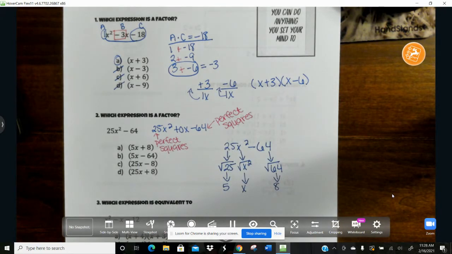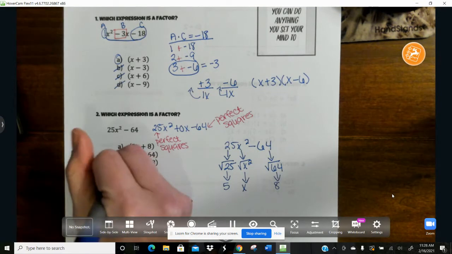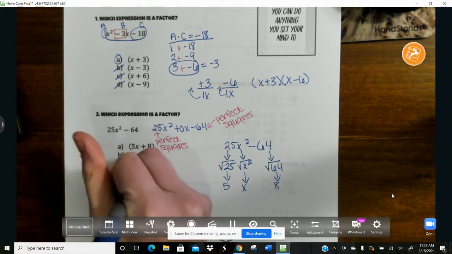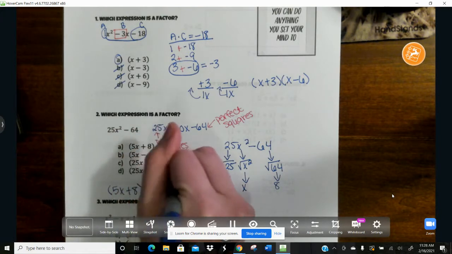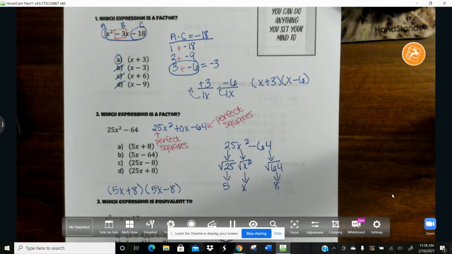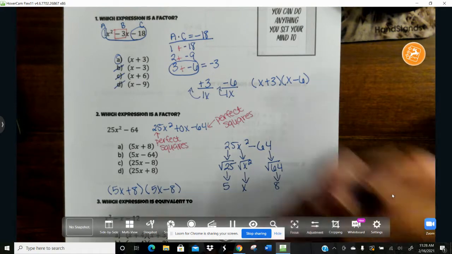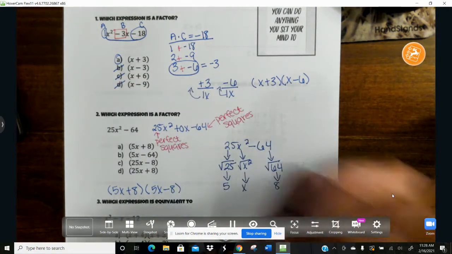Okay, so since the middle cancels out, I need a positive and a negative. So what I'm going to have is 5x plus 8. And in the second one, I'll have 5x minus 8. So my expression that is a factor would be A.